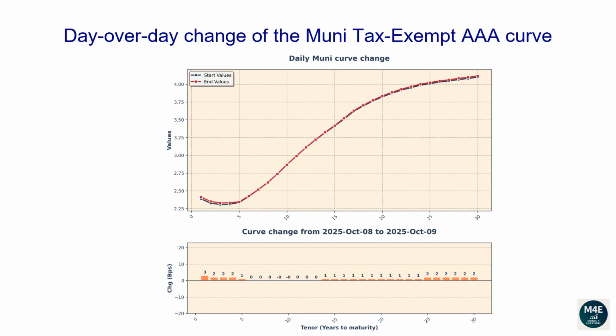The one-year tenor changed 3 basis points. The 2-year tenor changed 2 basis points. The 5-year tenor changed 1 basis point. The 10-year tenor changed 0 basis points. The 20-year tenor changed 1 basis point. The 30-year tenor changed 2 basis points.